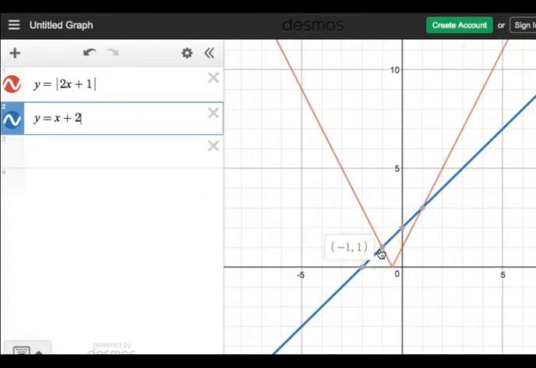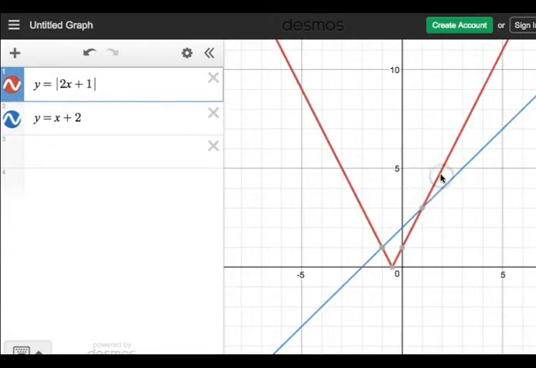So from Desmos, we can see that the graph of y equals the absolute value of 2x plus 1 and the graph of y equals x plus 2 intersect, or cut, at the x values of 1 and negative 1. I'm just going to show you how we can solve this using absolute value functions and writing two separate equations. Go and do this on paper. I just want you to notice something, that the blue line cuts this branch of the function where the function has the positive gradient.